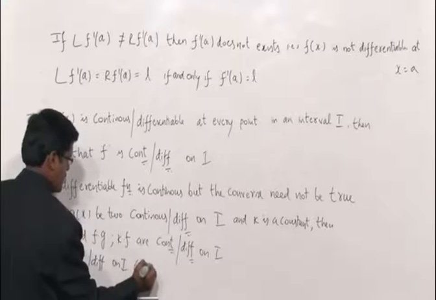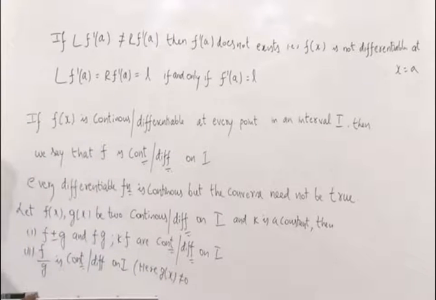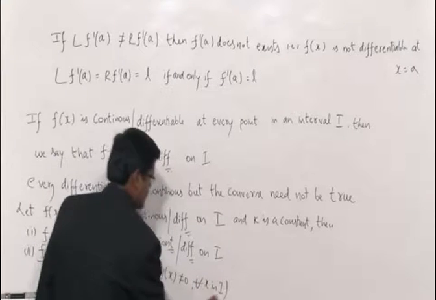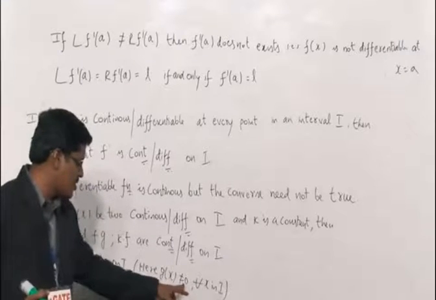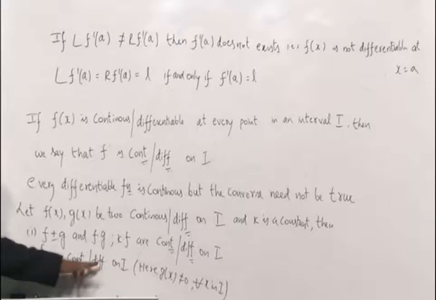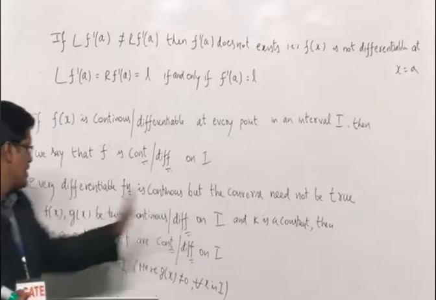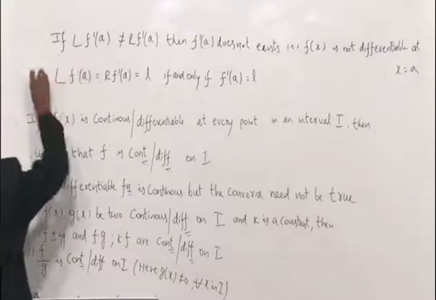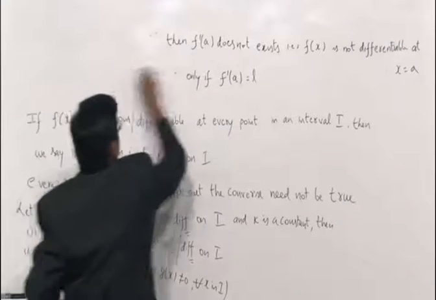Here g of x is not equal to 0 in the second condition, for all x in I. So, for every x in the given interval, the second function is not equal to 0, then only their quotient f by g is continuous as well as differentiable. So, that means a constant into any continuous function, a constant into any differentiable function, the sum of two continuous functions, the product of two continuous functions, similarly differentiable, are also continuous as well as differentiable. So, these points will be helpful in mean value theorems. Please remember by heart these points one by one.